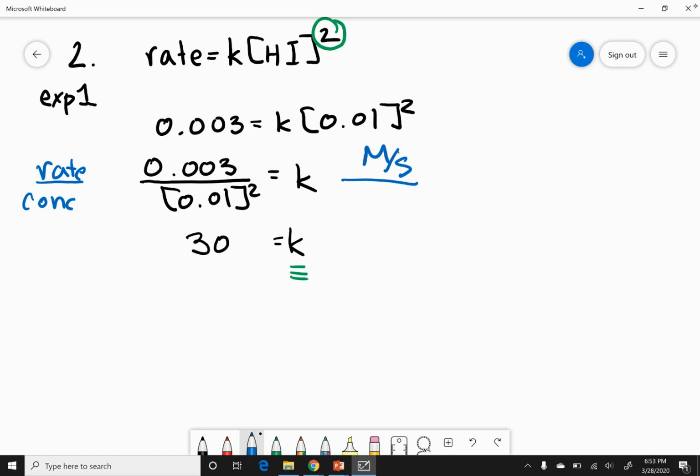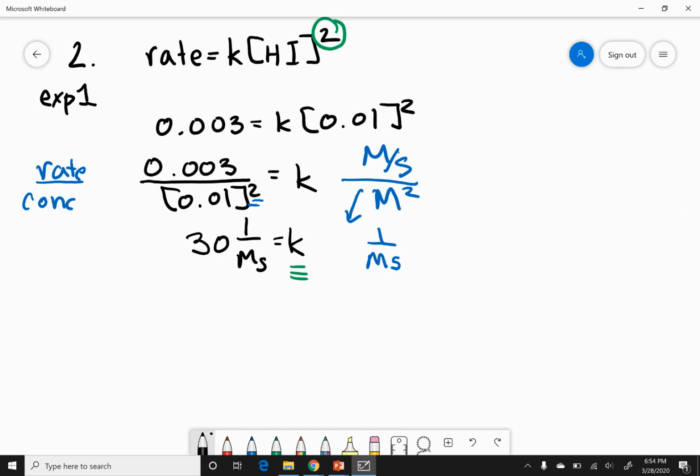Our concentration has the units of molarity, but you'll note there was a squared. So on the bottom, I have units of molarity squared. So what this means is that my units of K have to be 1 over molars per second. And so when I write my K, that is going to be my units for K in this particular reaction.